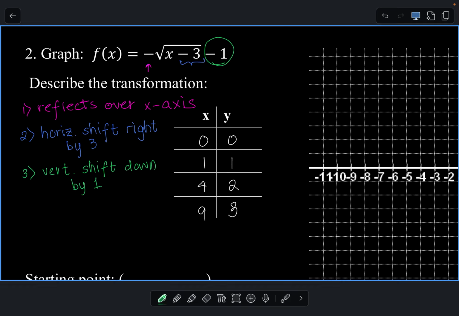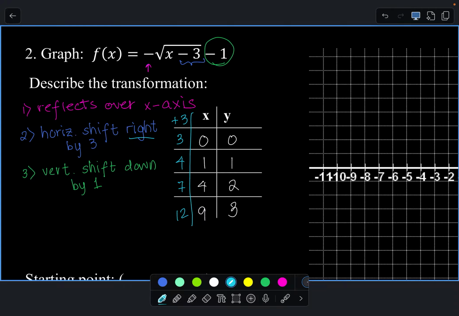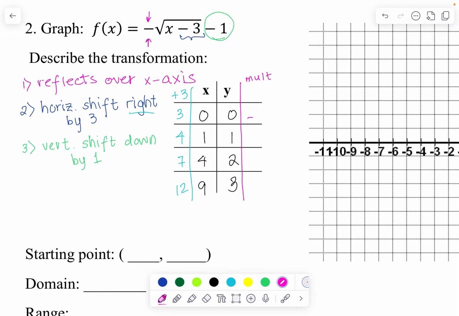So let's do some math. Make sure your math is mathing correctly. To our x's, we are adding 3. It's to the right by 3, so we're adding 3: 3, 4, 7, and 12. The reflection means we are multiplying by -1. Since it's happening on the outside, we're doing it to our y values. And voila, folks, here are your new x and y coordinates.